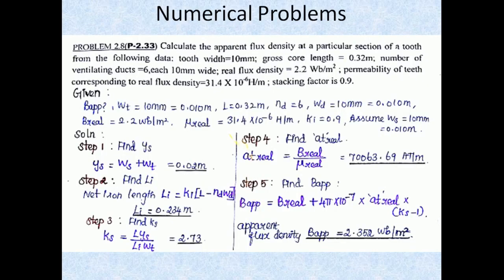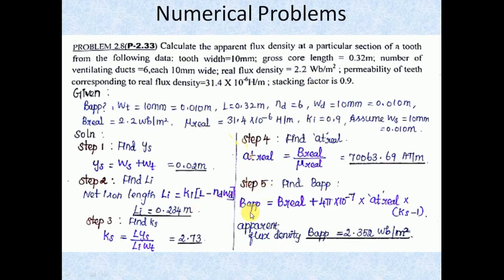Let's see the second problem. In this problem also it is asked to find the apparent flux density. Wt is given. Gross core length, see, again gross core length is given. That is, the term L is given. Nd is given. Wd is also given. B real is given. Permeability of teeth corresponding to real flux density, that is mu real, is also given, and the stacking factor is also given, that is Ki.